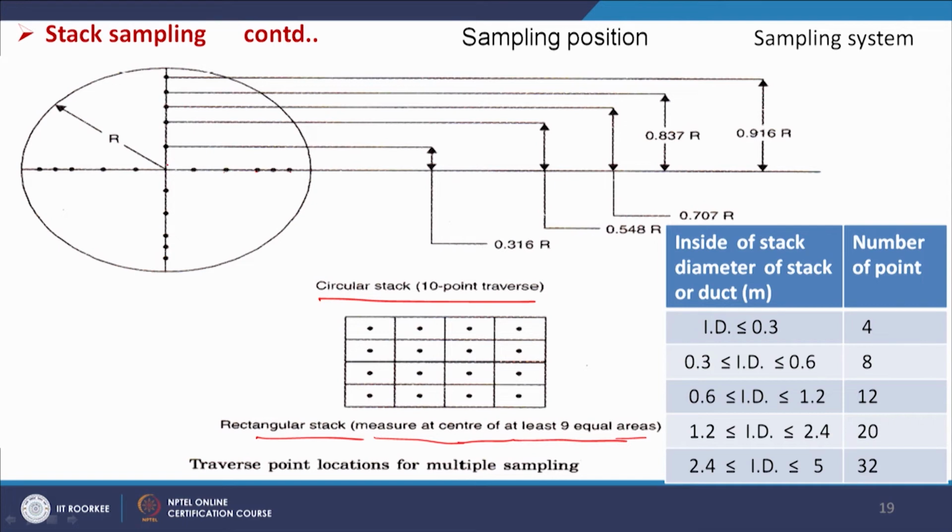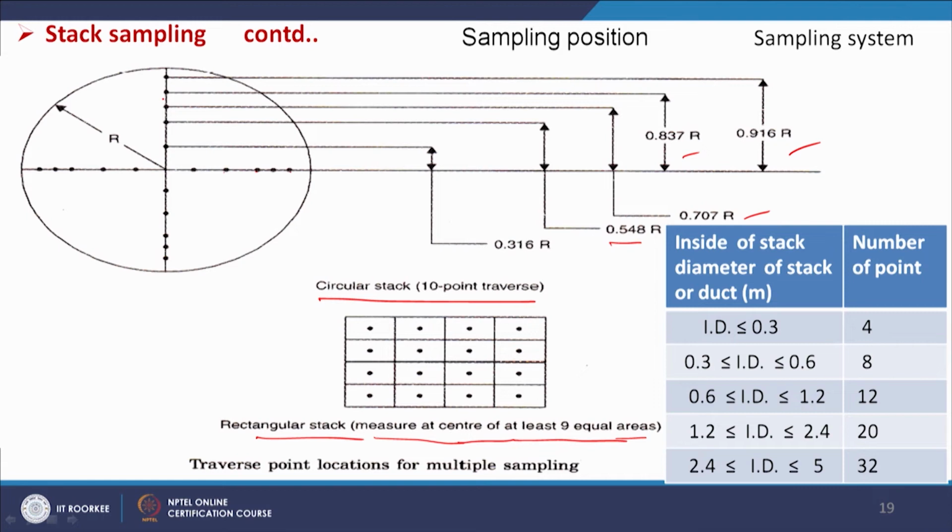You see here, if we consider this 10 point traverse, then 1, 2, 3, 4, 5. If this is R, then these positions may be 0.316 R, and the next one is 0.707 R, and this distance may be this one and this distance may be this one. So, some guidelines are available.